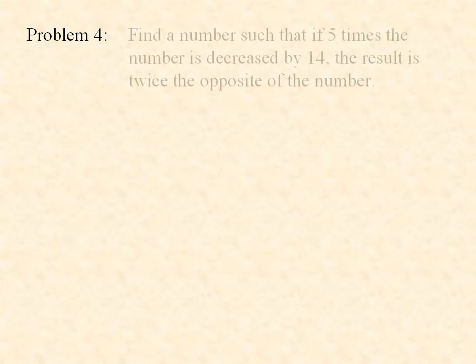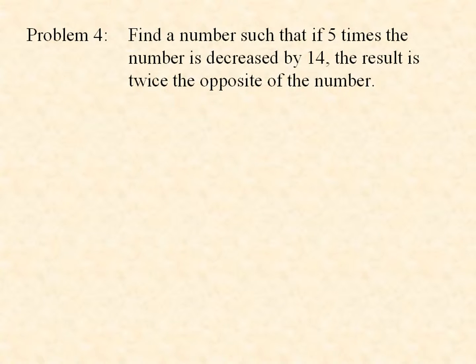Problem 4. Find a number such that if 5 times the number is decreased by 14, the result is twice the opposite of a number. Wow. That's a mouthful. Find a number such that if 5 times the number is decreased by 14, the result is twice the opposite of the number.